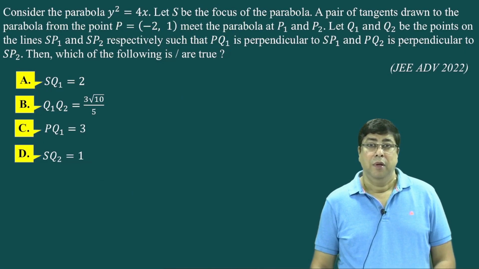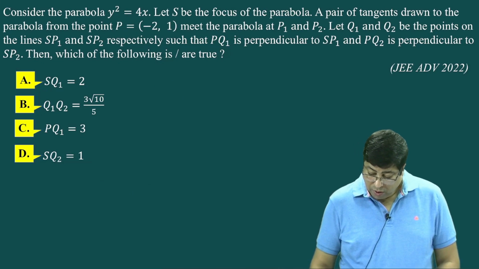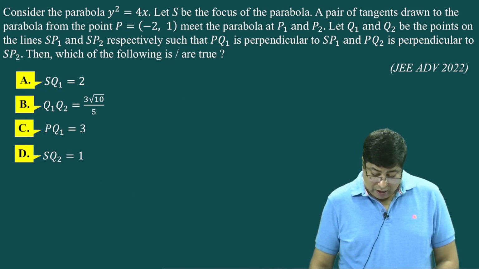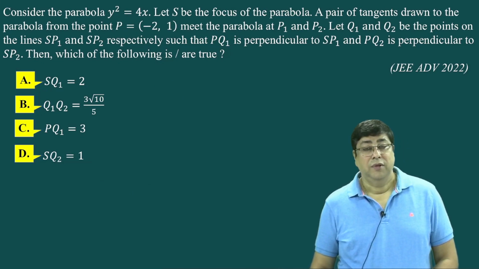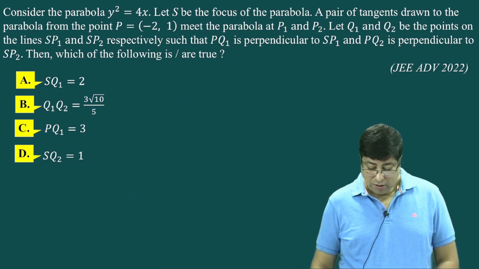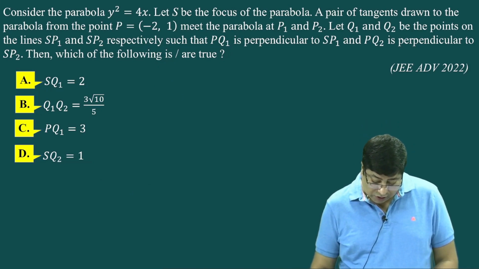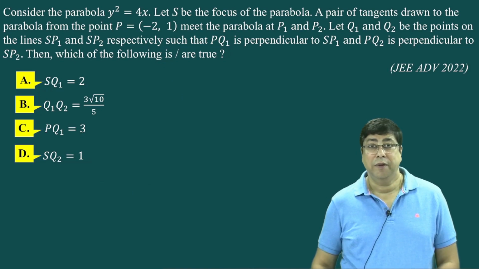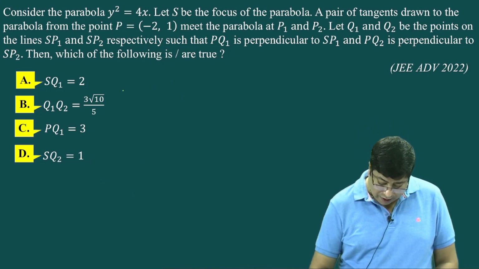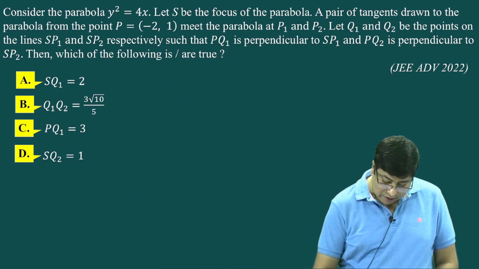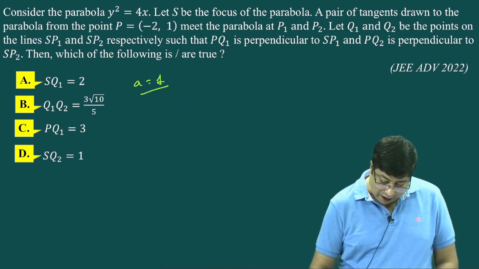So here is the sum. This came in the 2022 JEE Advanced Examination, and it is considered to be a tricky question. So let's solve this. First of all, the question is: consider the parabola y squared equals 4x. It means y squared equals 4ax, where a equals 1. So here a equals 1, and S is the focus of the parabola.